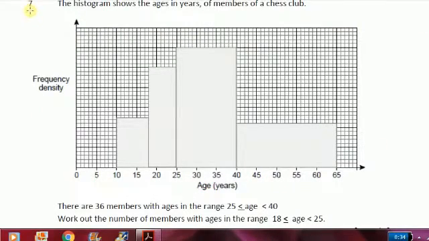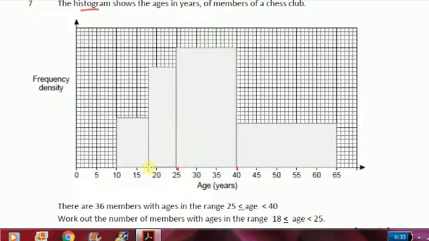Question 7. The histogram shows the ages in years of members of a chess club. So histogram is important. We don't have frequency along the top, we have frequency density, and then age along the bottom, 5, 10 as the continuous graph. There are 36 members with ages in the range of 25 to 40, from there to there. Then it says work out the number of members with ages in the range 18 to 25.